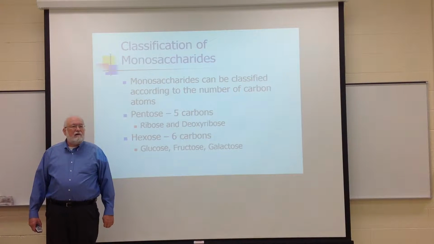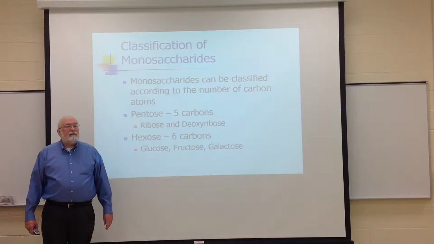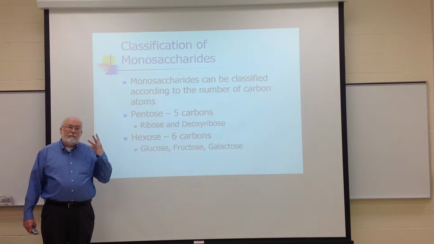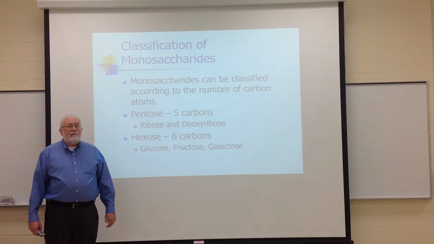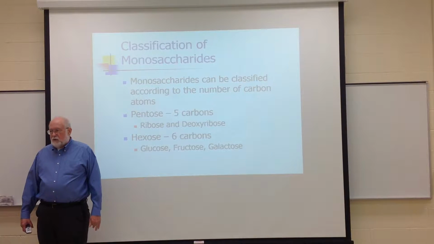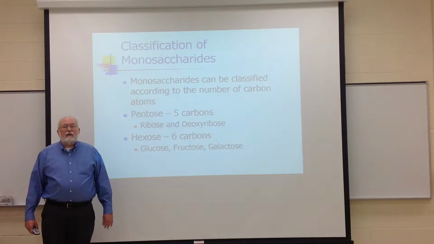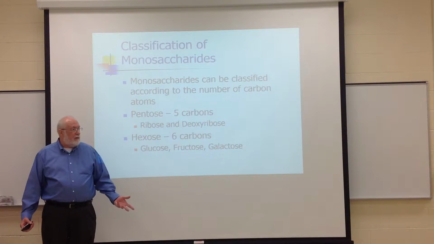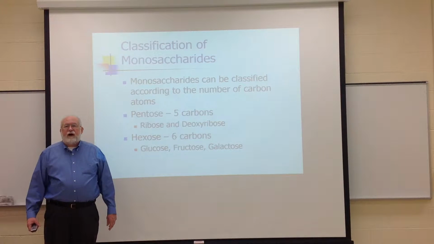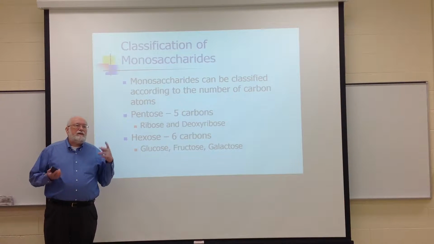So, the 2 pentoses of preeminence that we're going to deal with, ribose and deoxyribose, and then the hexoses, the 3 that we need to remember, glucose, fructose, galactose. And we're going to put them to use here very, very shortly. So, there we go. We can classify them according to the number of carbons. And the ones we're going to be most concerned with of the monosaccharides are the pentoses with 5 carbons and the hexoses with 6.